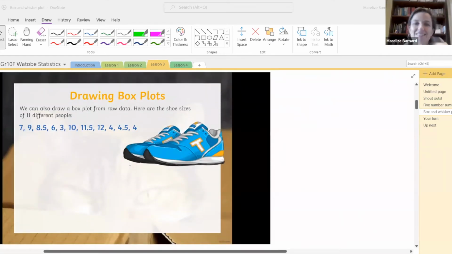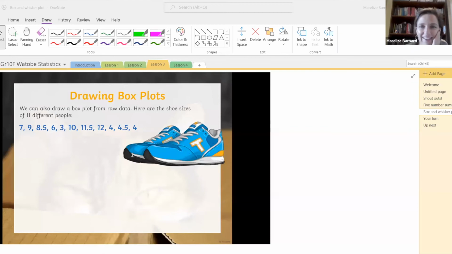Yeah. Okay, guys. We need to get on with the math. Yeah, let's focus. The Watobians are waiting. So Watobians, now what you do is you find your 5-number summary for these shoe sizes. So you arrange from smallest to biggest, and then you find your 5-number summary.